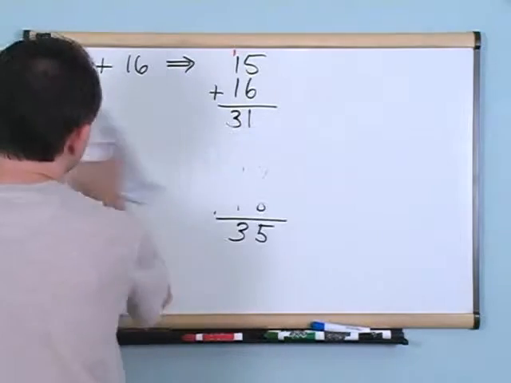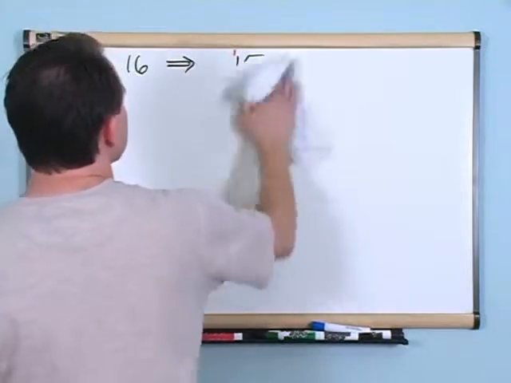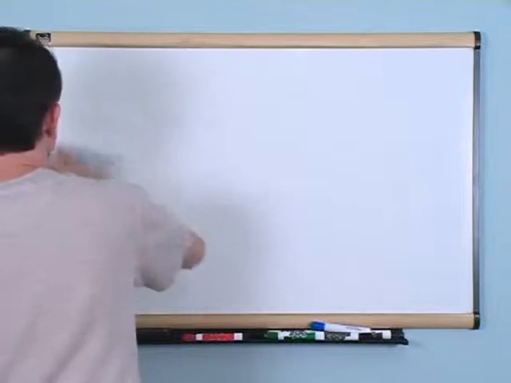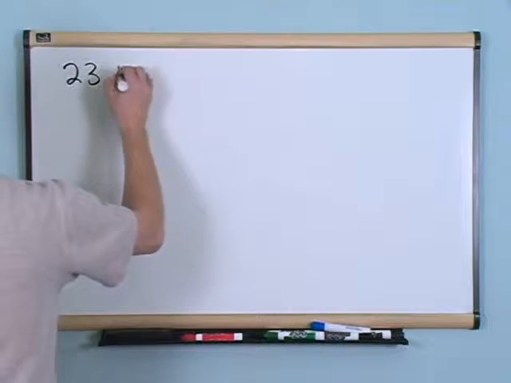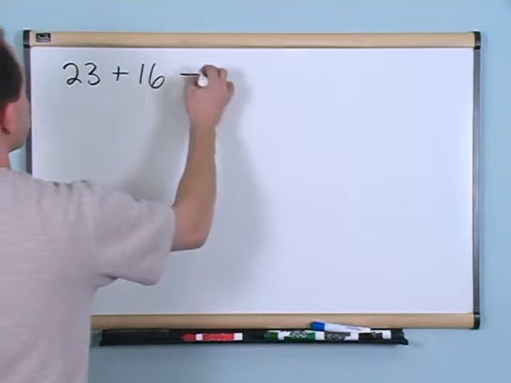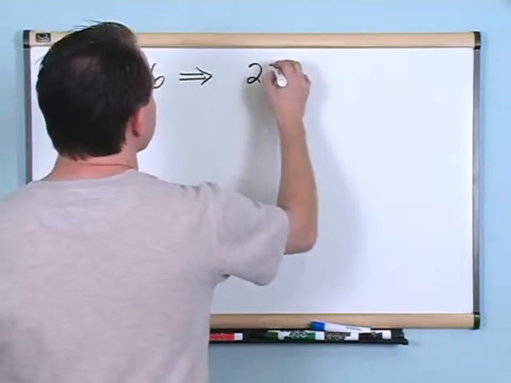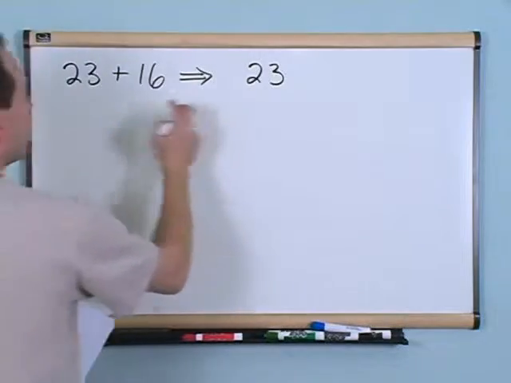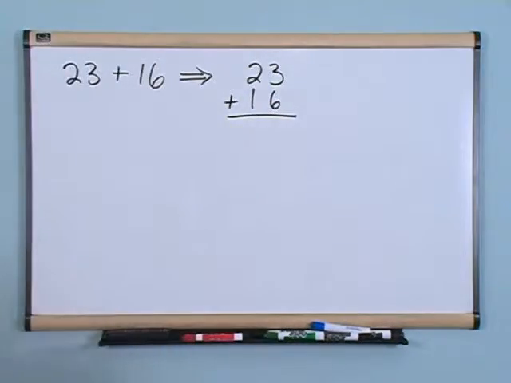35. Now these problems aren't going to get really any more complicated. I'm just doing a lot of them to give you practice. But the rules are not going to change. They're really the same. So what if you had 23 plus 16? Double digit plus double digit. Let's write 23 on the top and 16 on the bottom, and we're going to have our plus sign.